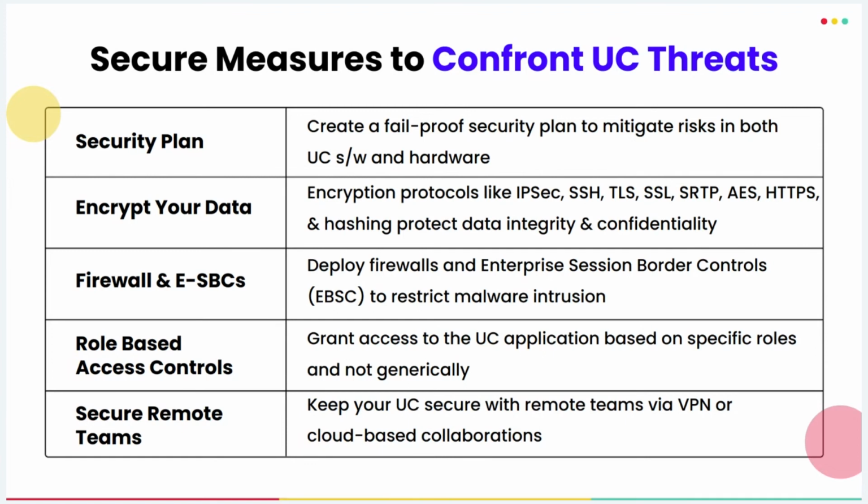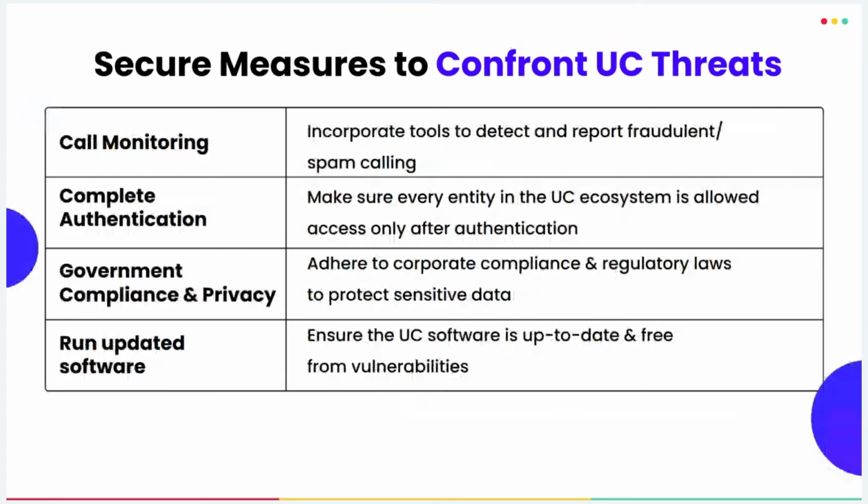So we can have VPNs or cloud-based collaborations to make sure that only from this particular system, or maybe from the infra, we can access our system. We can do that so that we can avoid a lot of problems. So this can be done. So we can secure the remote teams.